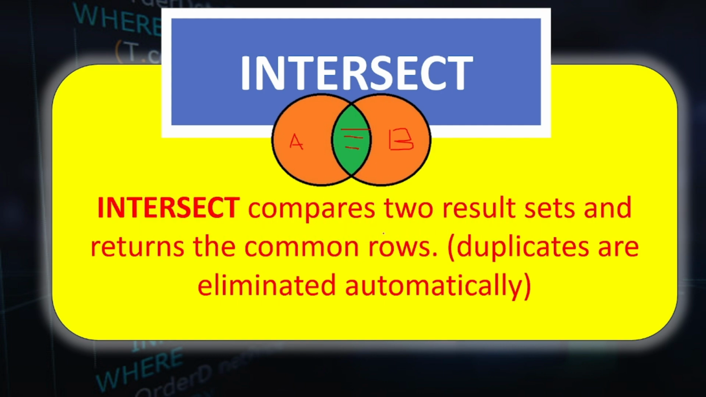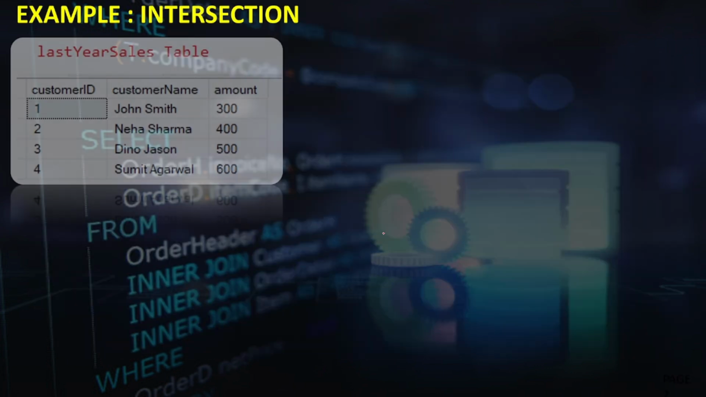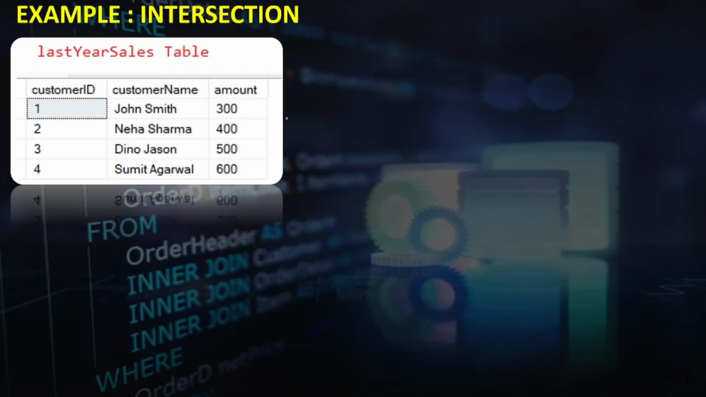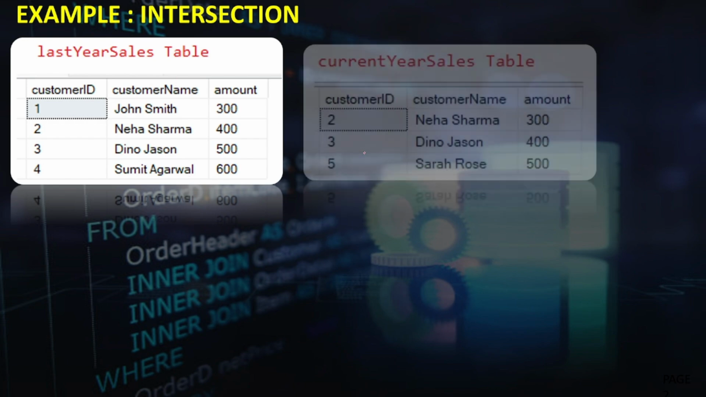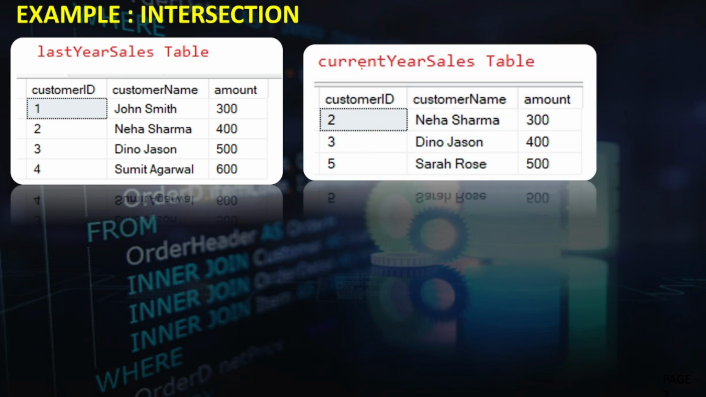So at the end of this session, you would be able to answer these questions as well. For example, let's say this is my one table which contains last year sales data, which has customer ID, customer name, and amount. And likewise, we have current year sales data. So these are two record sets that we have.